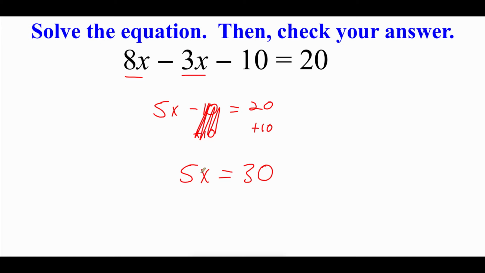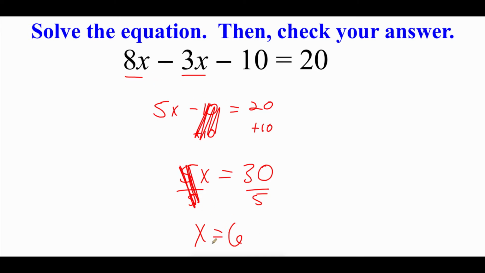Now this 5x, there's nothing written between there, so that means that we have multiplication happening. And the opposite of multiplying is dividing. So to get rid of this times 5 that's attached to my x right now, I need to divide both sides by 5. So this times 5 and this divided by 5 will cancel each other out, leaving me with just a plain x variable. And then when I take 30 and divide that by 5, I should get 6 as my answer.